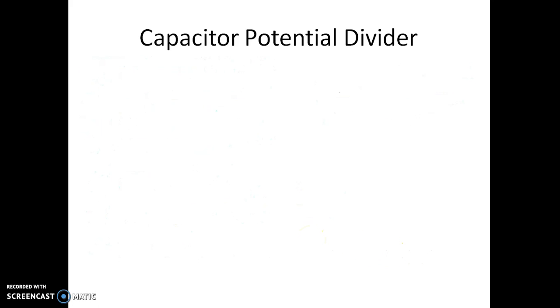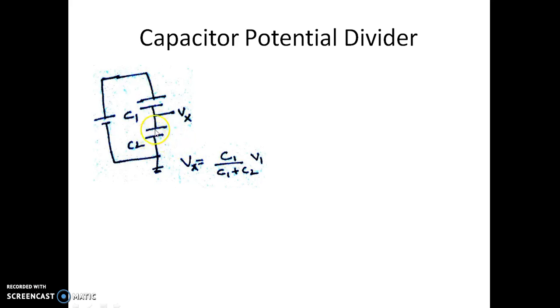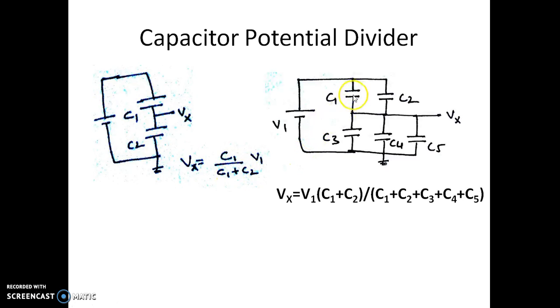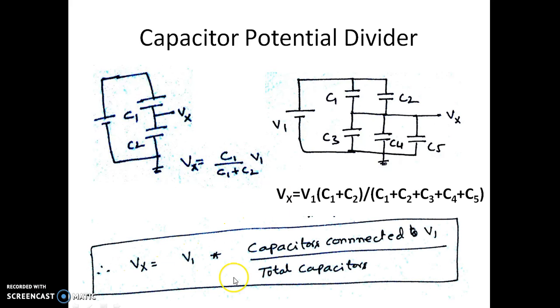What we are trying to establish here is that if you have two capacitors in series, the voltage at the middle of the series is given by C1 divided by C1 plus C2. Now if you have something like this, the voltage Vx is given by V1 multiplied by C1, C2 divided by the sum of all the capacitors. Overall, the conclusion here is that if you want to find the voltage Vx, it is V1 multiplied by the capacitors connected to V1 and the total capacitors.